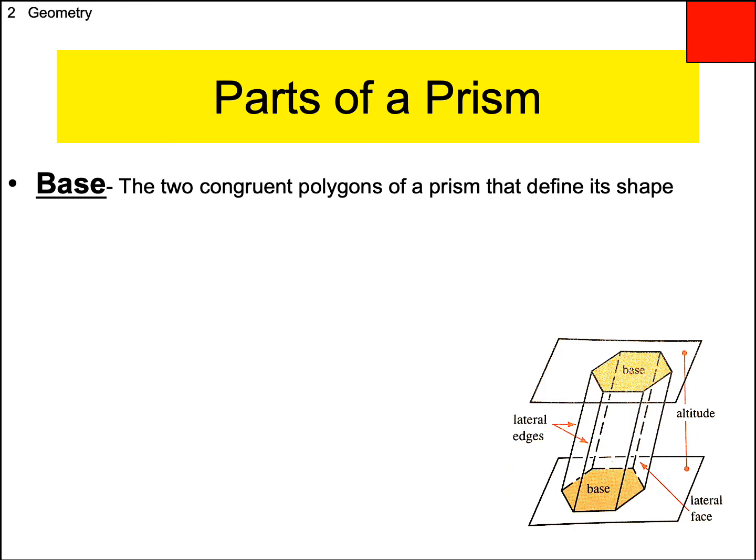congruent. They have to be congruent. The 2 congruent polygons are also what define the shape. In other words, the shape is named after the two congruent polygons. So these two are hexagons, so this is a hexagonal prism.